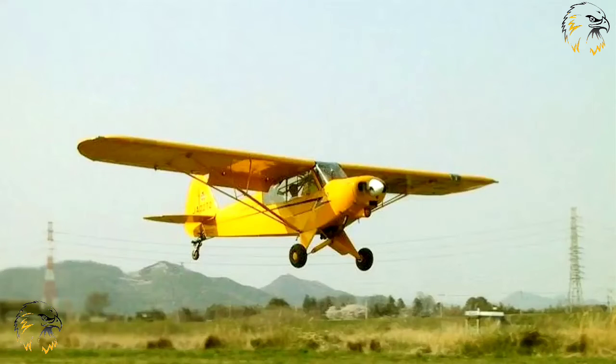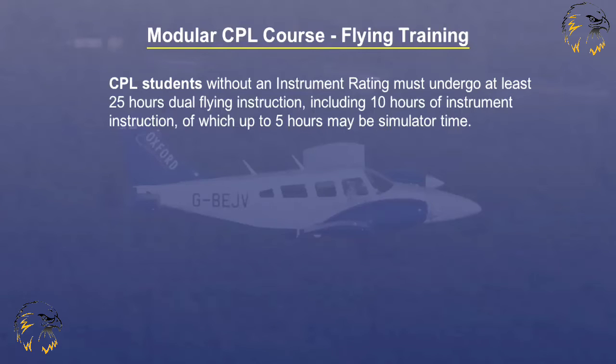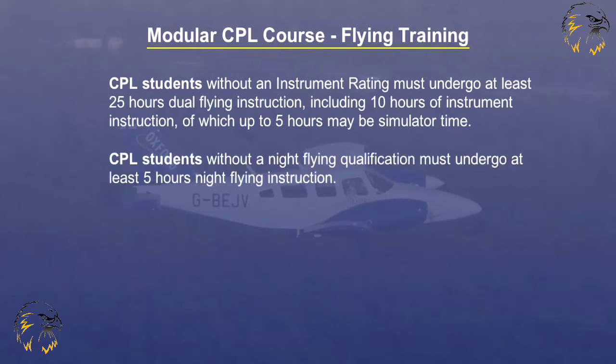Before beginning flying training for the CPL as part of a modular course, a student pilot must have completed 150 hours flight time as a pilot. CPL students without an instrument rating must undergo at least 25 hours dual flying instruction, including 10 hours of instrument instruction, of which up to 5 hours may be instrument ground time, using an approved flight simulator. Additionally, CPL students without a night flying qualification must undergo at least 5 hours night flying instruction.